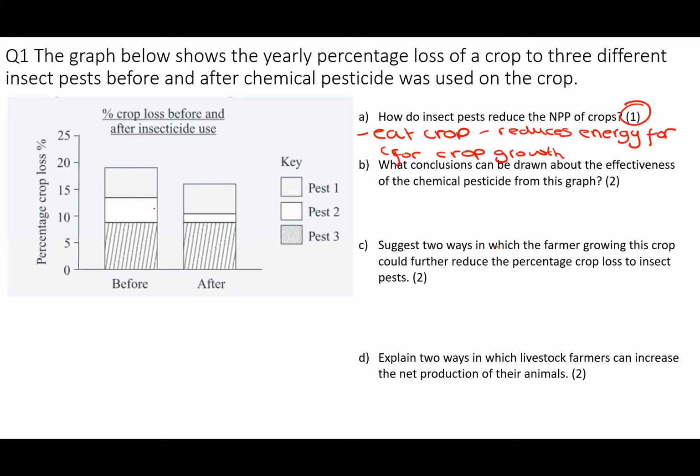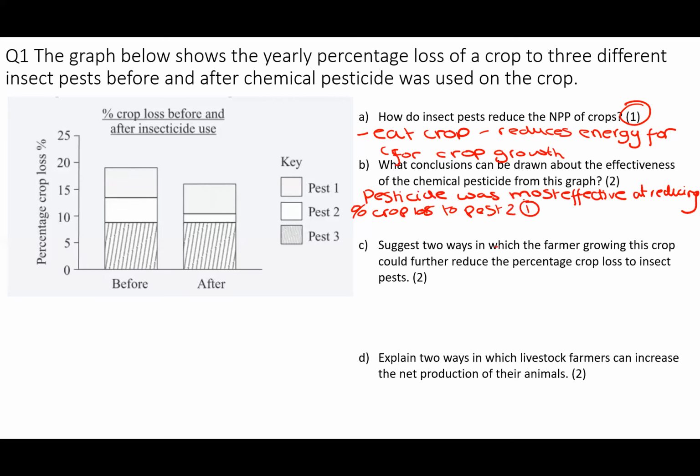From the crop shown, so that's crop loss before and after insecticide use, and that's shown by which pest it's reduced by. So we could say the pesticide was most effective at reducing percentage crop loss to pest 2.